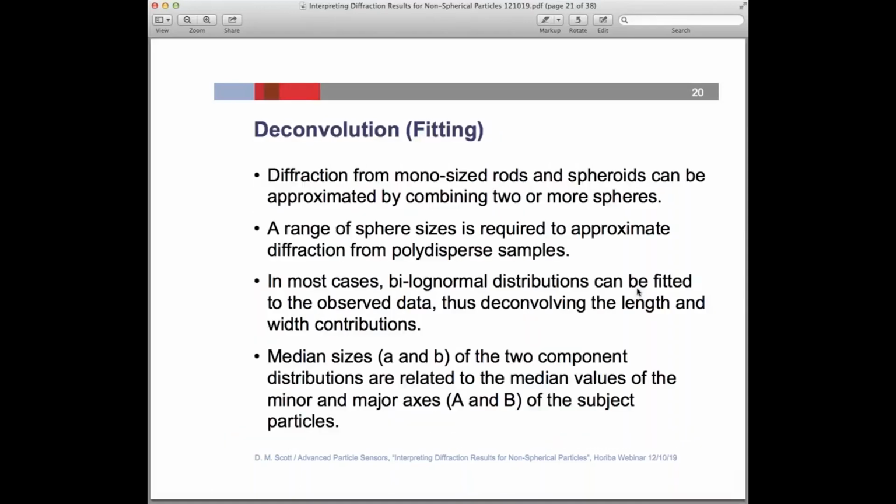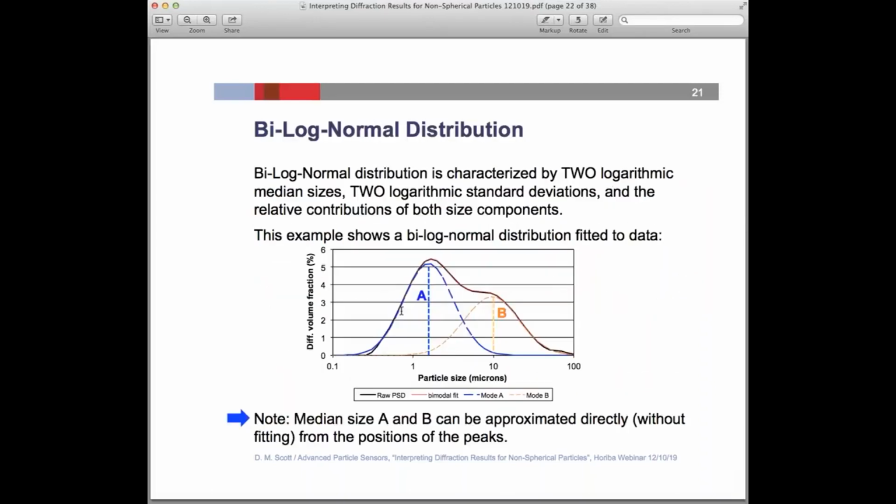So here's what I've said so far. You can do the diffraction from mono-sized rods and spheroids. It can be approximated by combining two or more spheres. I think you can see that you'll need a range of sphere sizes if you want to approximate diffraction from polydispersed samples. And in most cases, bi-log normal distributions can be fitted to the observed data. This is quite interesting because we can use the bi-log normal distribution to deconvolve the length and width contributions. There's a lot of A's and B's floating around here. Don't get too excited about that. I think it'll be more clear as I move along.